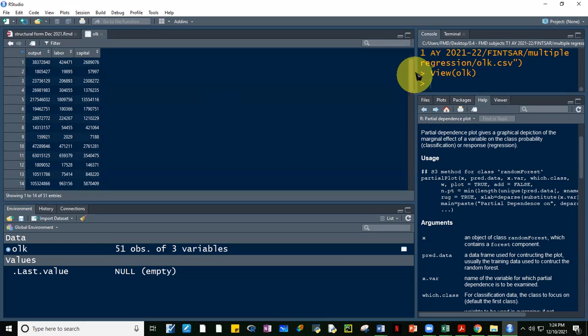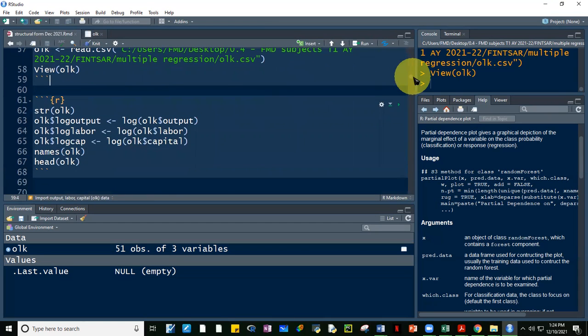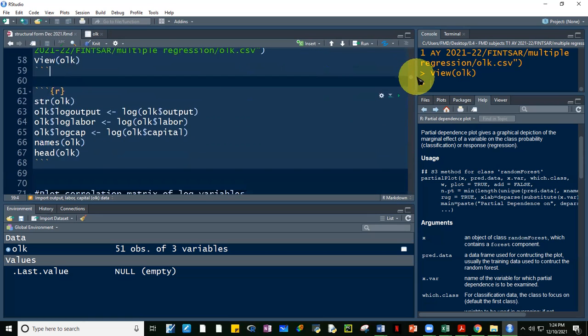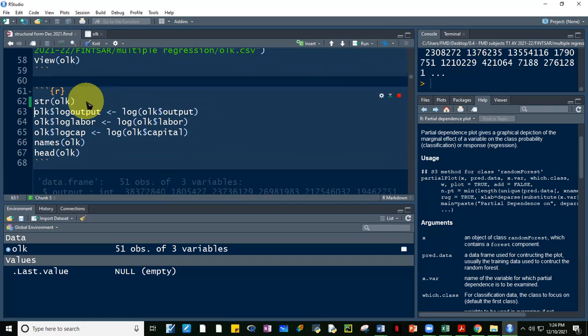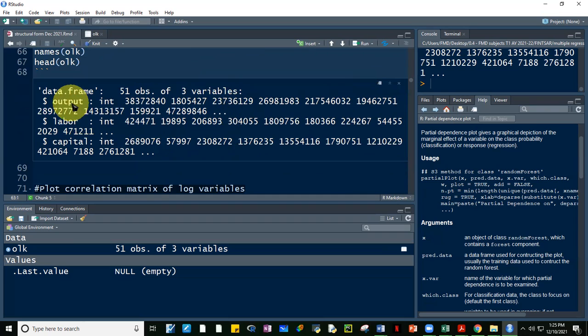Okay, so we will just assume that, no, I'm not going to assume, I just forget the year when this was taken, but these are actual values. So the exercise for today requires that we look at the different structural forms of any equation of an econometric model. So when we take a look at the structure of OLK, it's a data frame with 51 observations of 3 variables: output, labor, and capital.